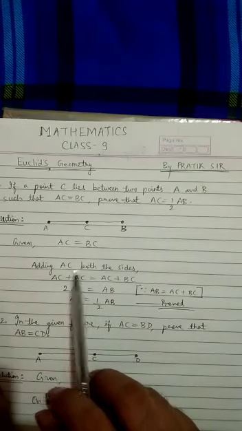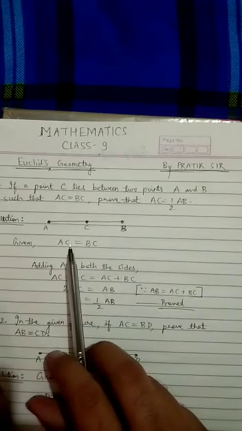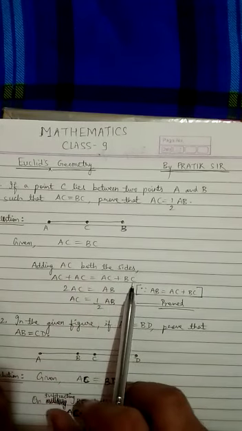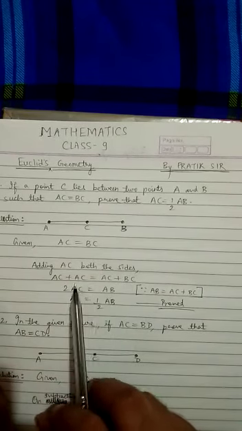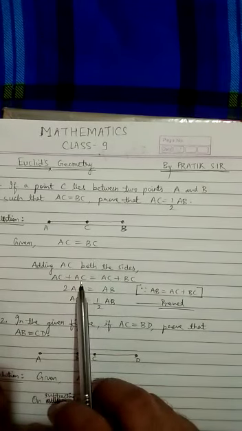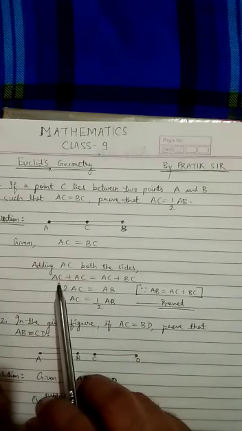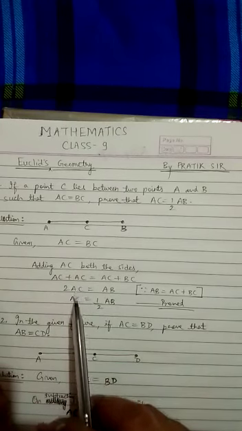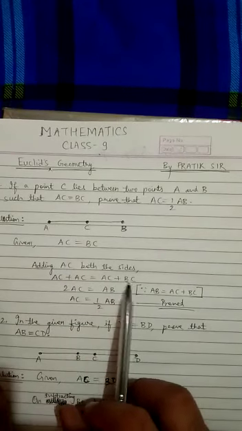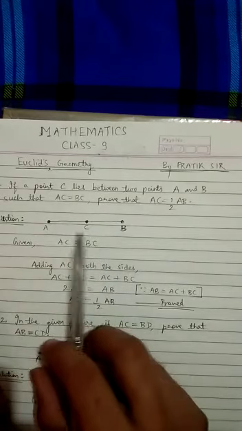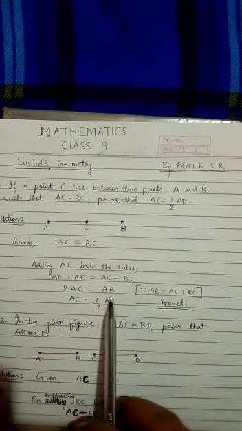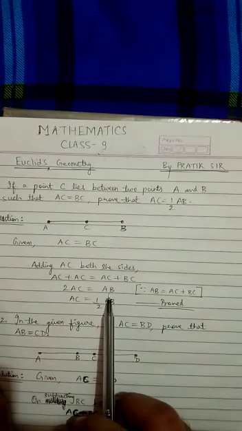If we add AC both the sides, left hand side AC is already given, added AC. Right hand side BC is given, added AC. Equals are added to equals. AC was given equals to BC and we have added AC both the sides. Left hand side has become AC plus AC equals to twice of AC. Right hand side AC plus BC. See the figure, AC plus BC is together making AB. So in the next step AC plus BC equals to AB.